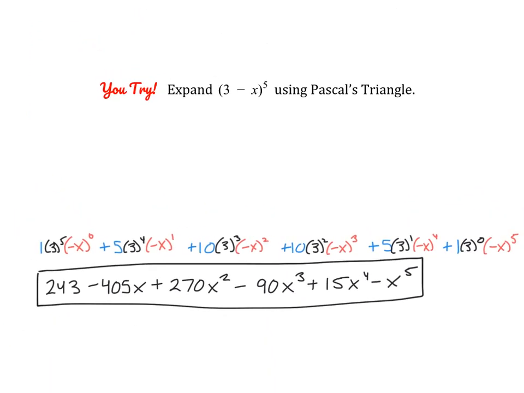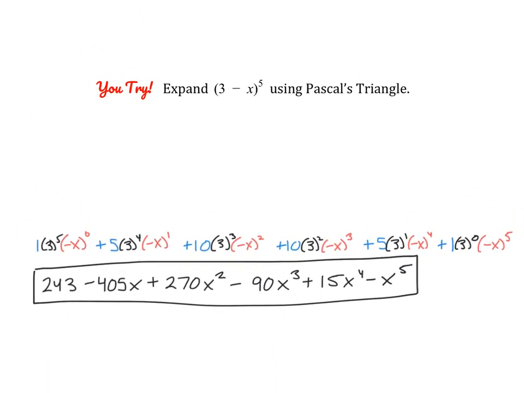Okay, so for this one, you can see that I started by listing out the numbers from row 5 of Pascal's triangle. And then for my first term, 3, the exponents decrease from 5 to 0. And for my second term, which be careful is negative x, my exponents increased from 0 to 5. So check your answer here and do be careful that you have those alternating signs for each term.